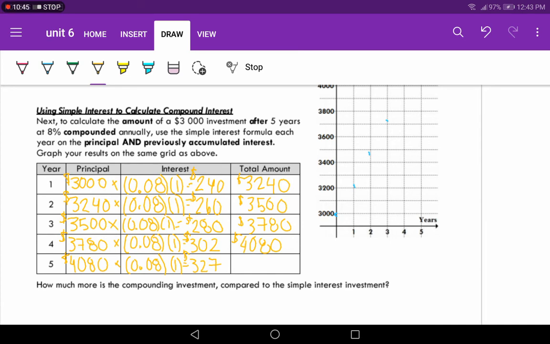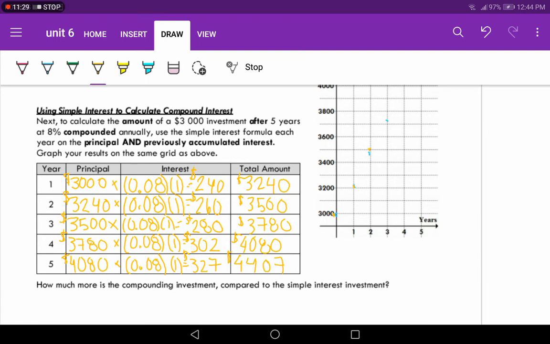Okay, so $4,080 plus 327 is $4,407, I think. Let me double check. Yes, beautiful. Okay, so now let's graph this. So again, our initial amount before we've invested is going to be the same as before. After a year, we're making the same amount of money as before. After 2 years, though, now I'm at $3,500. So my dot's a little bit higher than the last one.